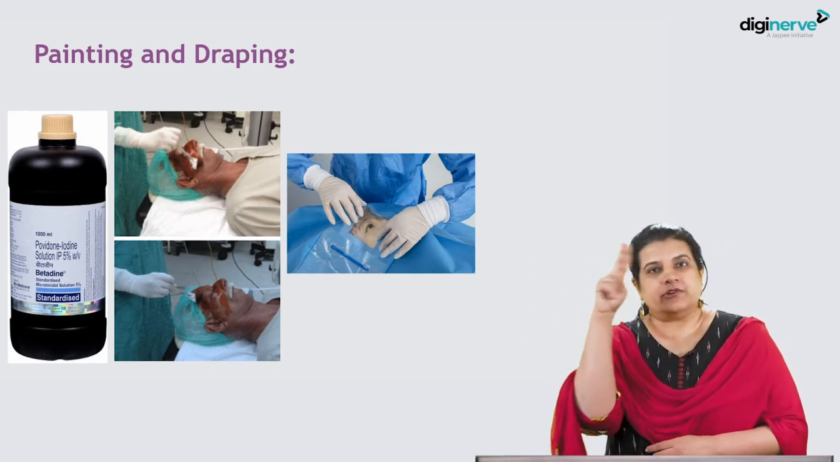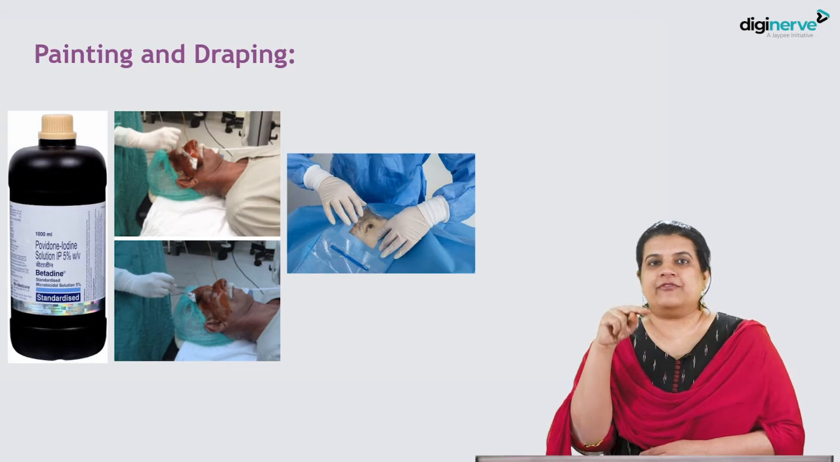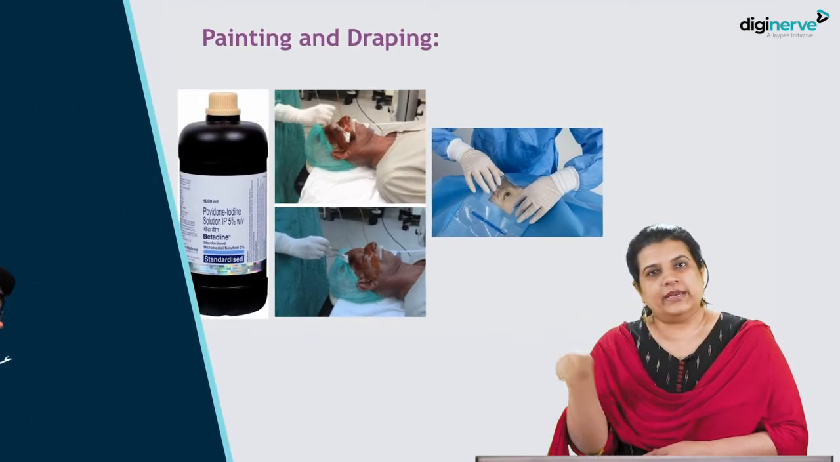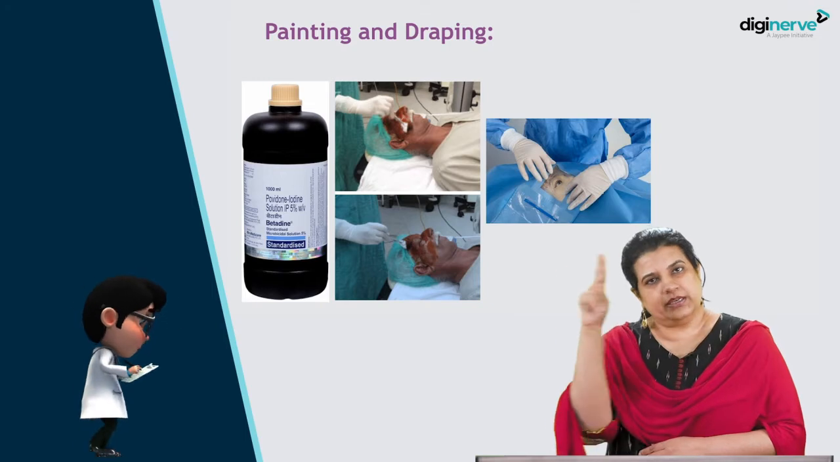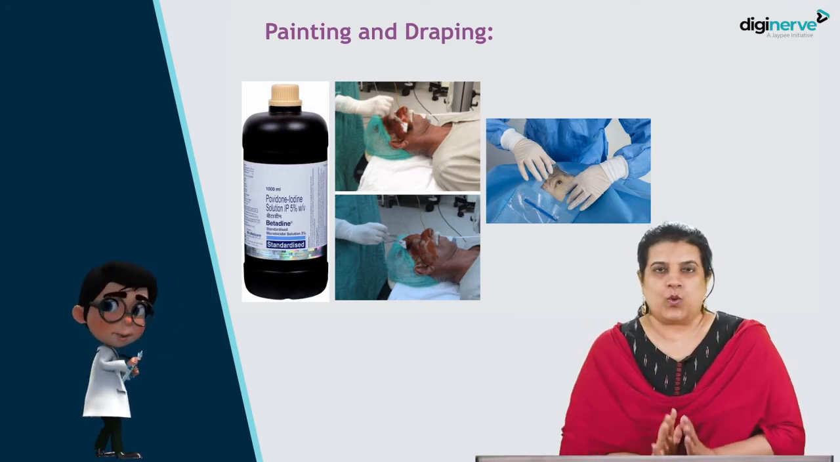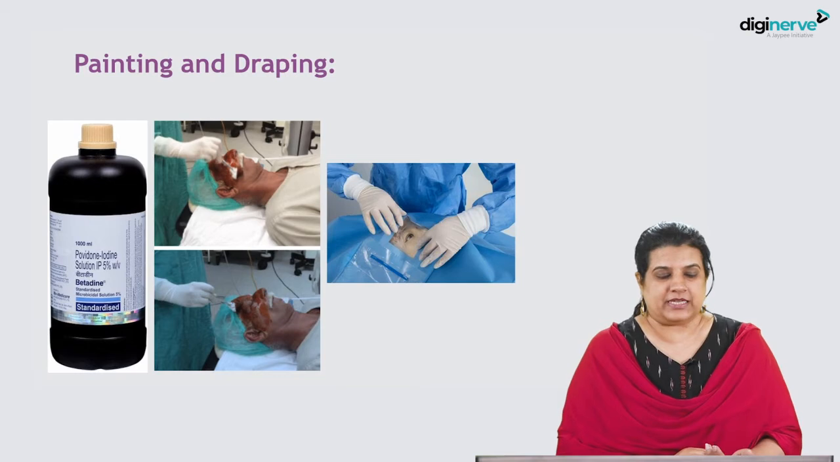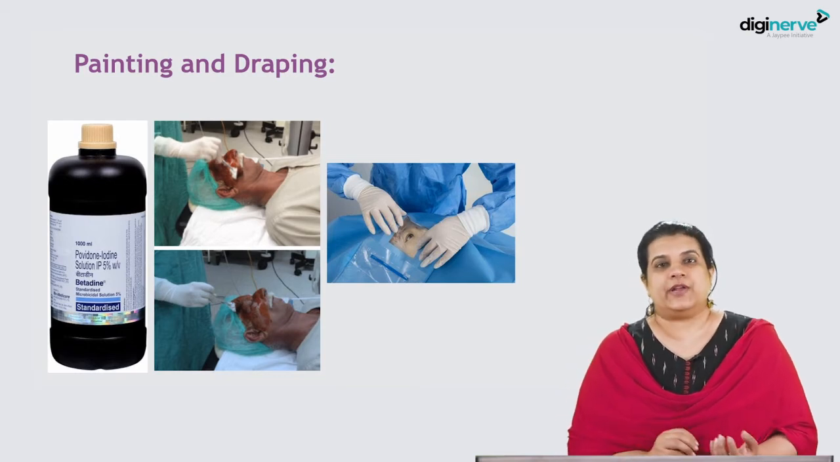Go in concentric circles, so the area that you have cleaned once will not be touched again. So you go in concentric circles of increasing diameter. Once you have cleaned, that is painted the area with betadine, then use a drape to drape the area so that the field becomes sterile.